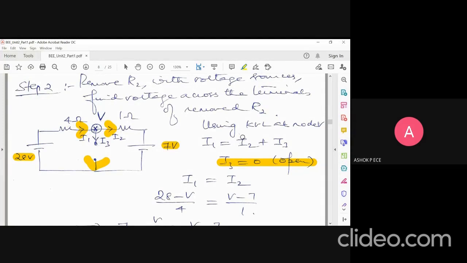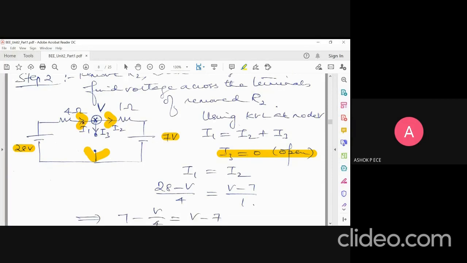See the KCL equation at node V: I1 equals I2 plus I3. One incoming current, 2 outgoing currents, and I3 is 0 because I have opened this terminal. So I1 equals I2. This is your KCL equation. Whatever current is coming in is going out.